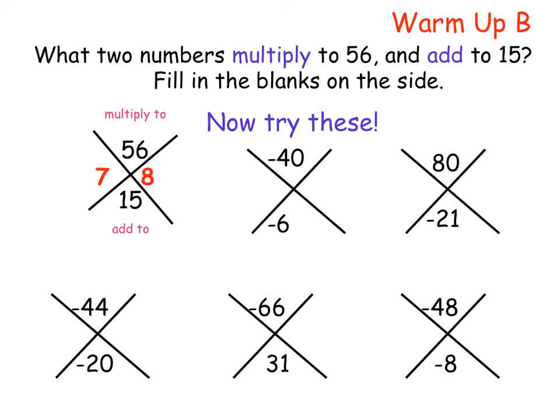Now, check your work. What multiplies to negative 40 and adds to negative 6 is negative 10 and positive 4. Negative 16 and negative 5. Negative 22 and positive 2. Negative 33 and negative 2. Negative 12 and positive 4. Take a minute and check your answers.